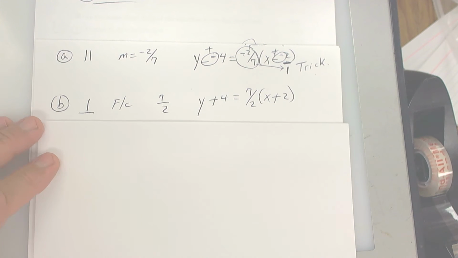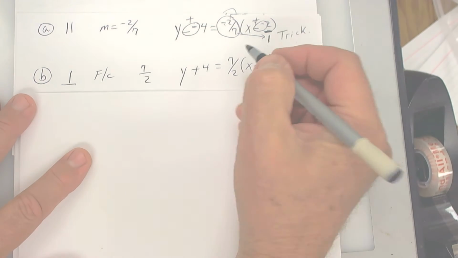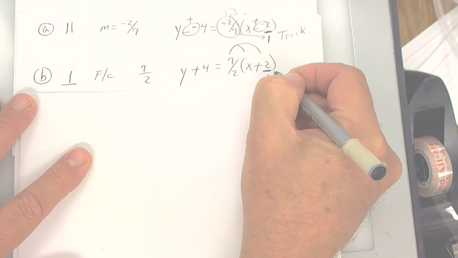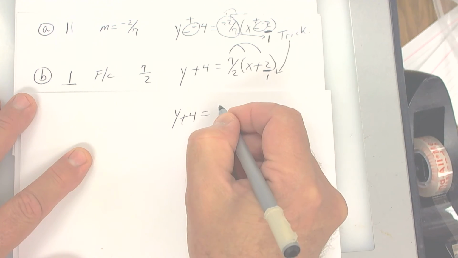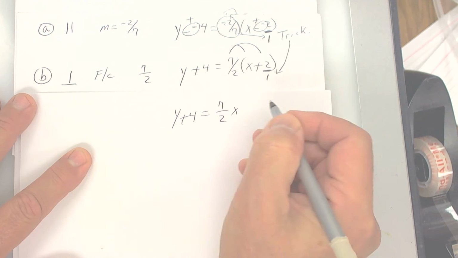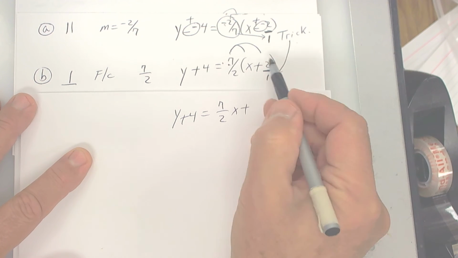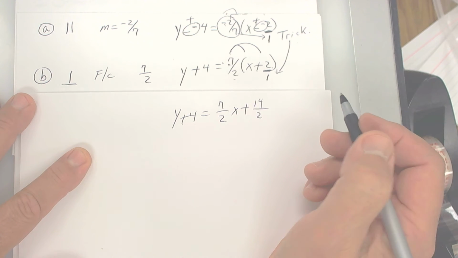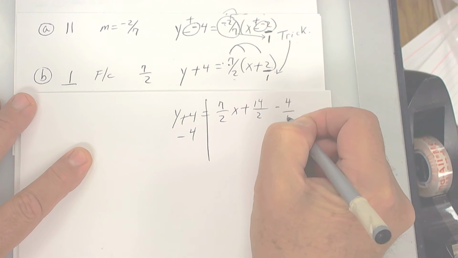All right, let's try this one. To do this one, you're going to distribute. Put a 1 under here. That's the trick. So you're going to get y plus 4 is equal to 7 over 2x. A positive times a positive is a positive. 7 times 2 is 14. 2 times 1 is 2. This one, you're going to subtract 4 just like we did before. Put a 1 under here.